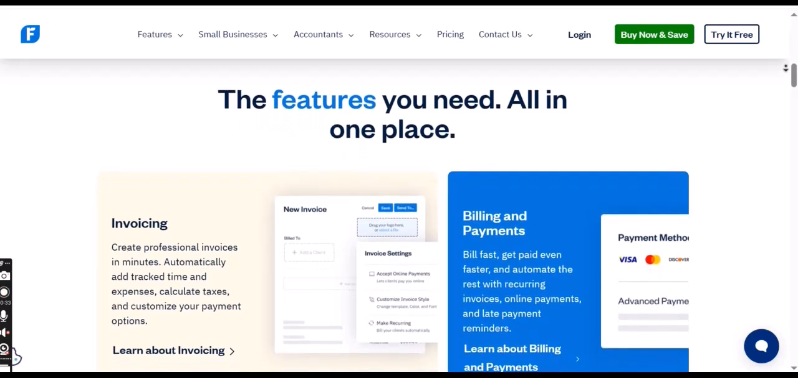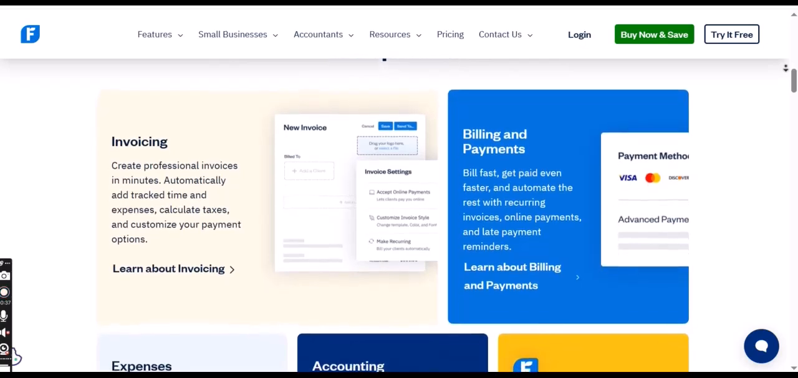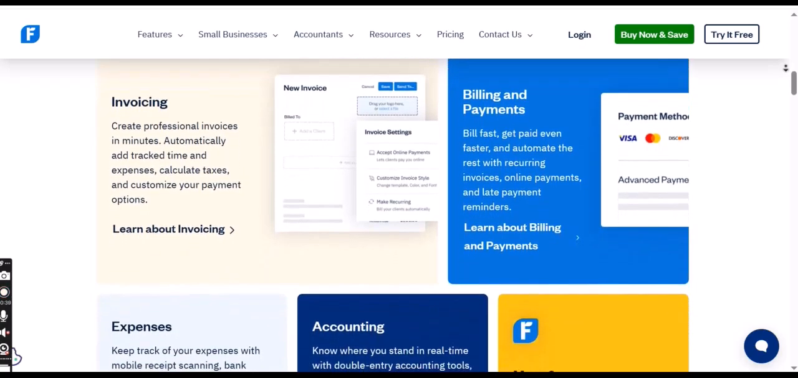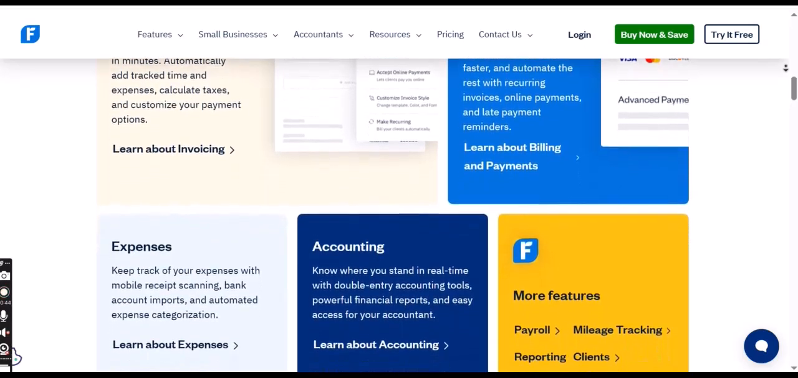We'll break down each step in simple terms, making it accessible for everyone, whether you're a seasoned business owner or just starting your entrepreneurial journey. Understanding the flow of funds in FreshBooks.